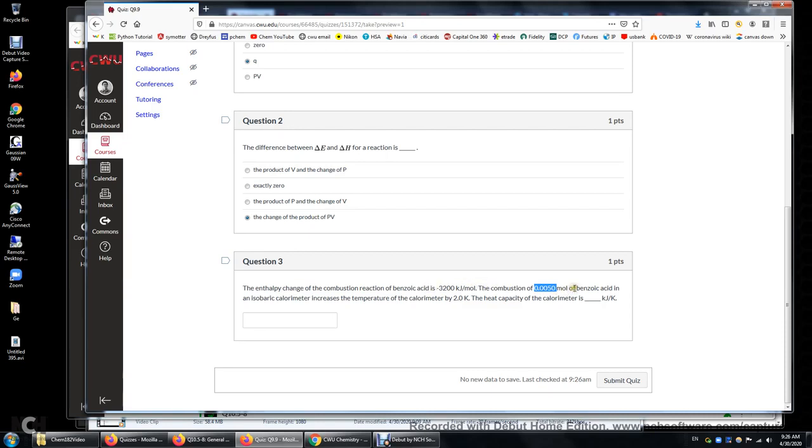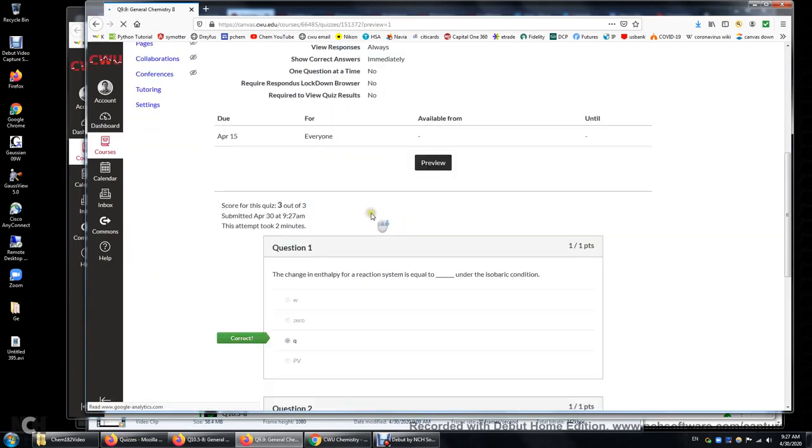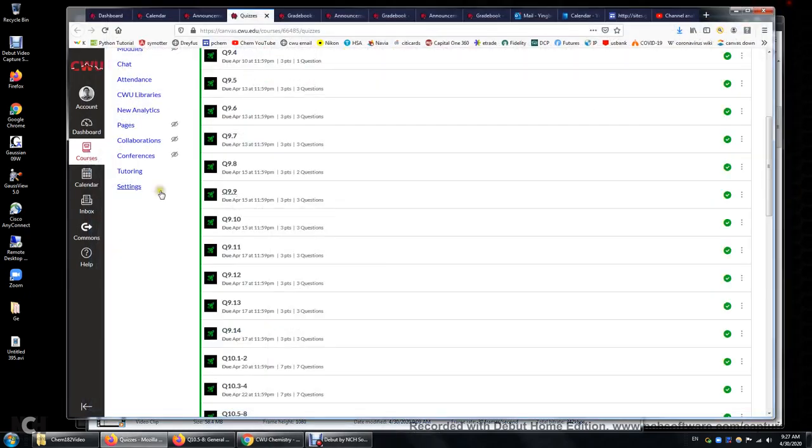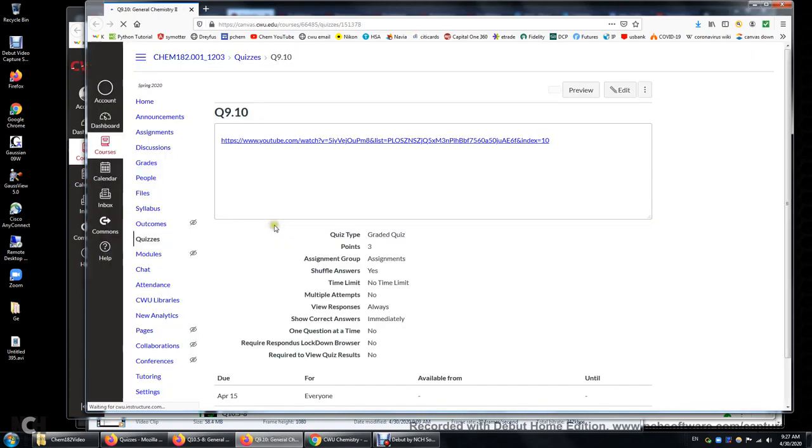For this benzoic acid. But where does this energy go? It goes into the calorimeter. So the calorimeter gains energy. It gets 16 kilojoule of heat. So it's positive 16 kilojoule for the calorimeter. And then divided by 2, so I think the answer is just 8. Pay attention to the units. 3 out of 3, so let's move on to number 10.